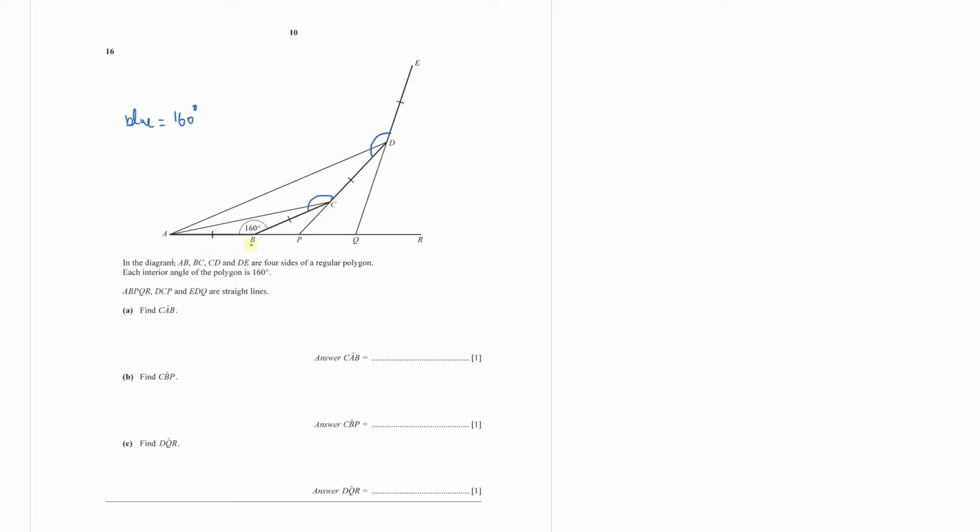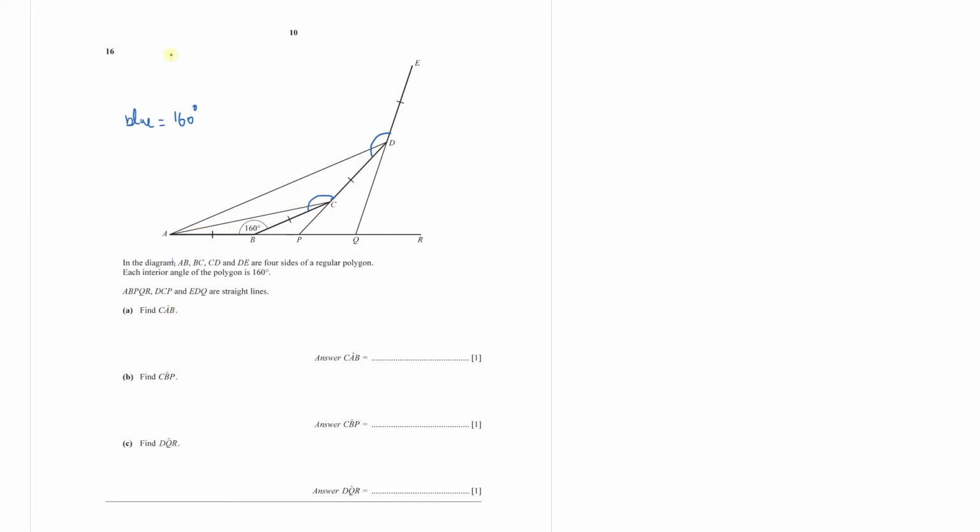ABPQR is a straight line. CDE is a straight line, and DCP is also a straight line. So these are all straight lines. Find the angle CAB. So you have to find this angle CAB.